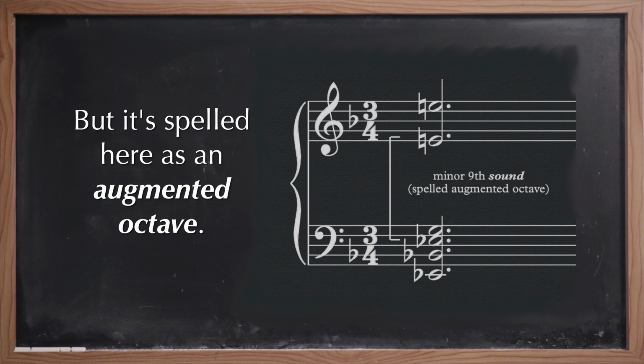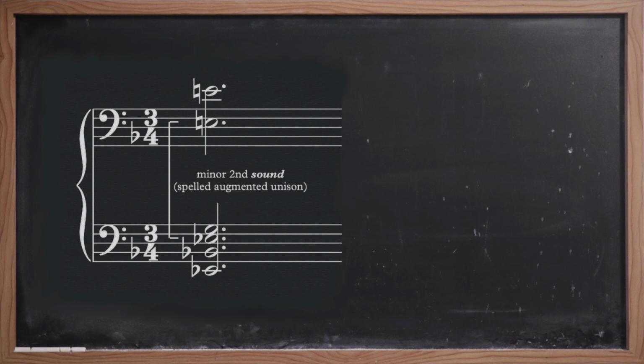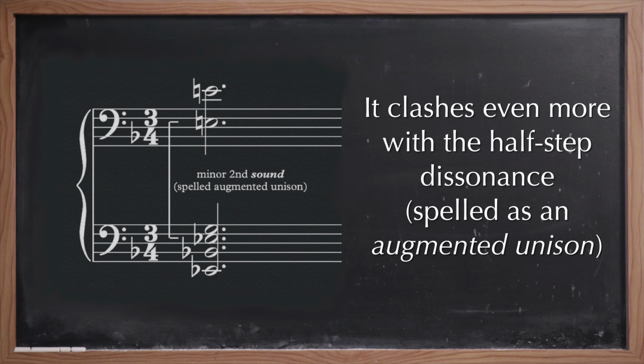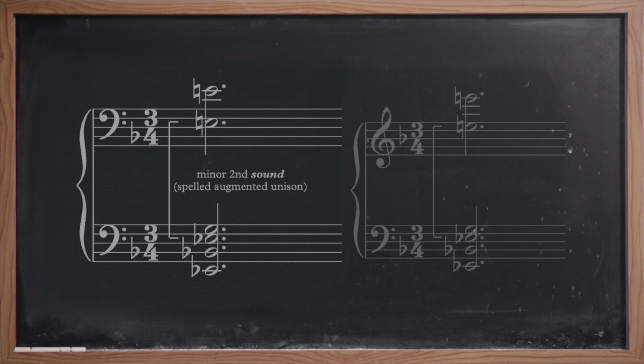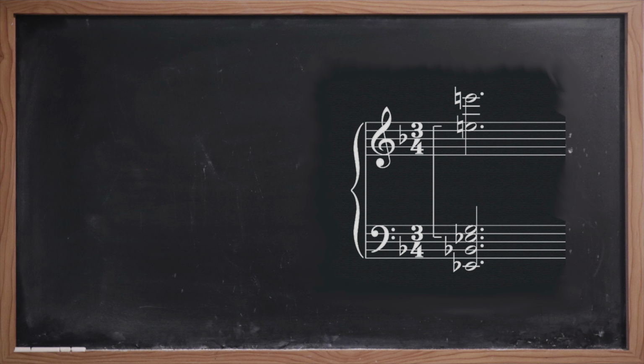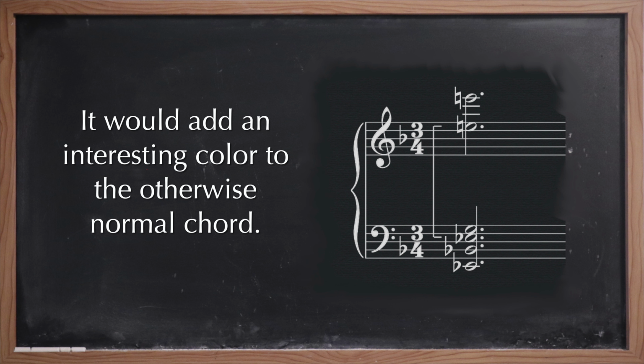You can hear the dissonance as this is one of the most dissonant intervals that exists. And if we lowered it another octave down, it would create a minor 2nd clash with the E flat. This clash is even more obvious. But what Vaughan Williams knew was that if he put this note 2 octaves higher than the lowest root note of E flat, then it adds an interesting color to the chord without making it highly dissonant.